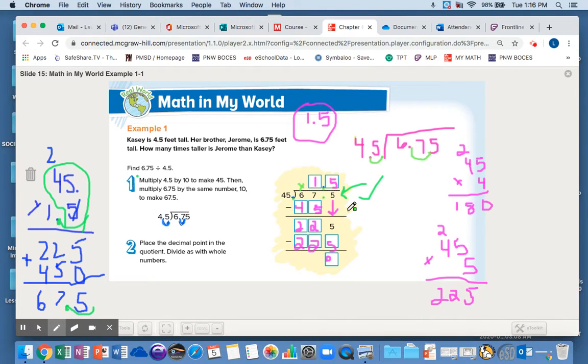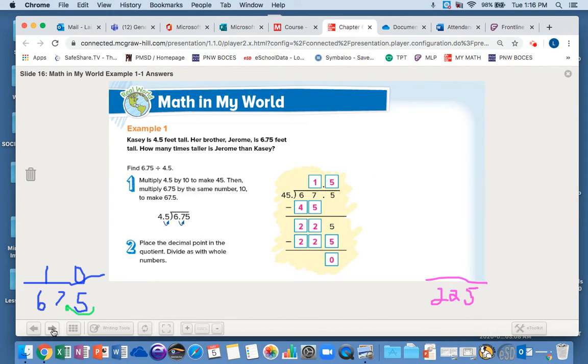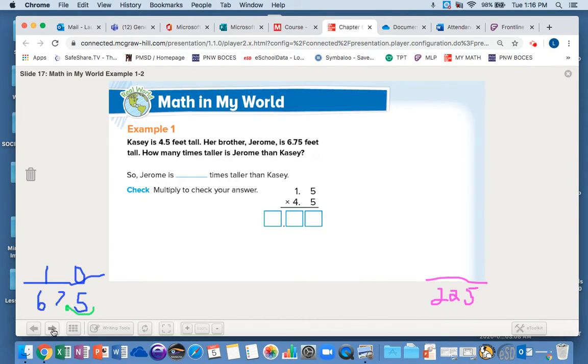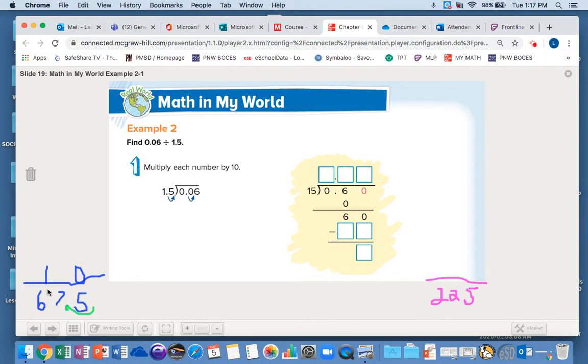All right. Beautiful job. Awesome. Okay, so here's where they checked. What they did was they moved it back to the original 1 and 5/10 times 4, and that's why they got 6 and 75. So that's correct. Beautiful. Okay, so let me erase this for you, and I'll show you the check again so it's not so tricky.